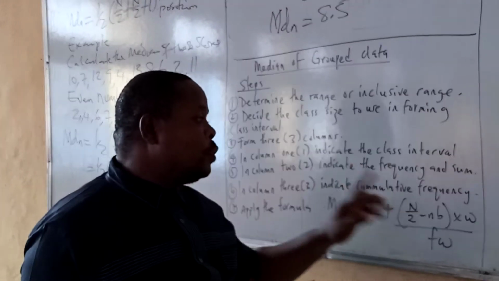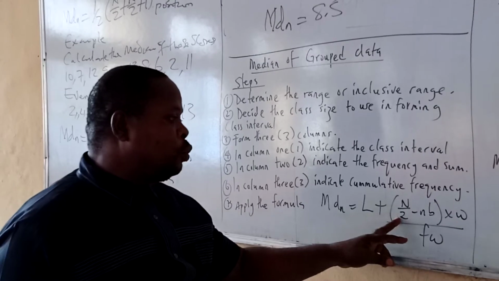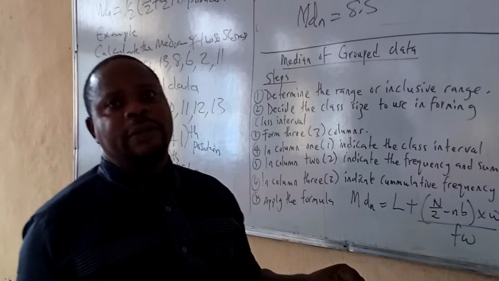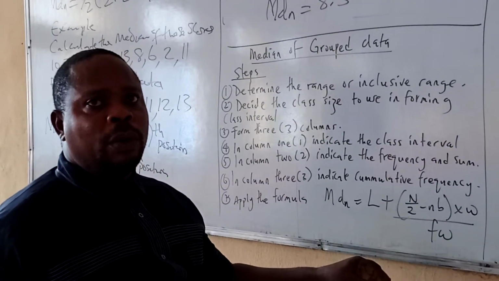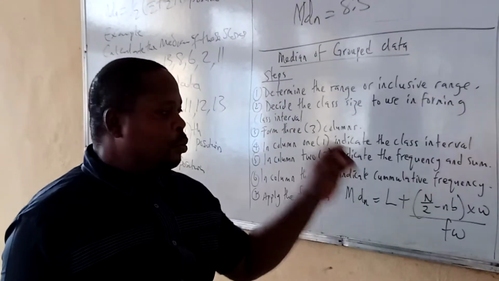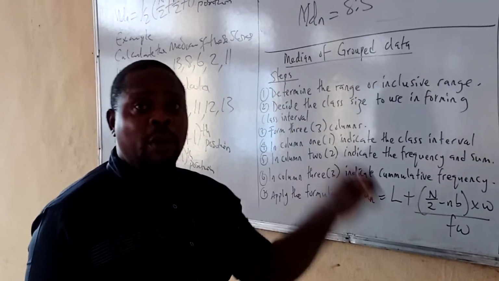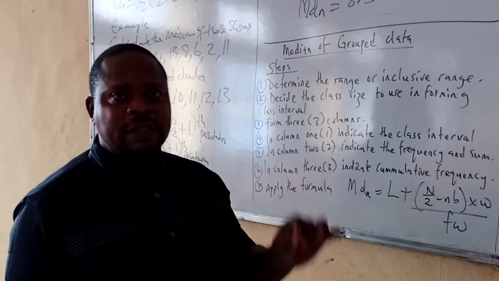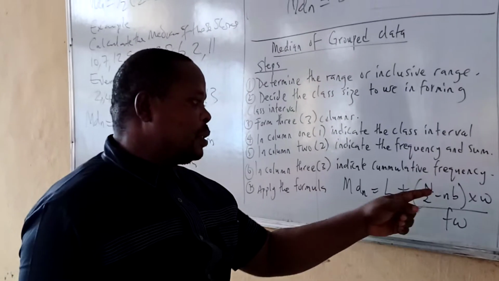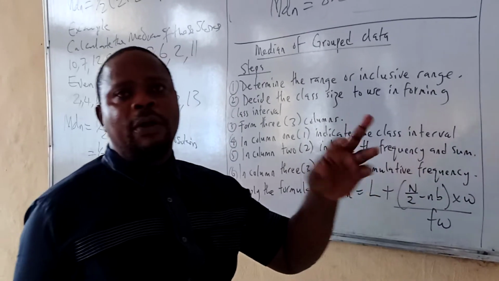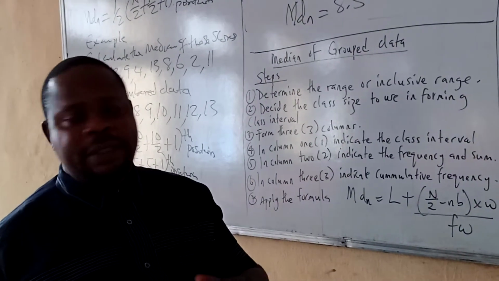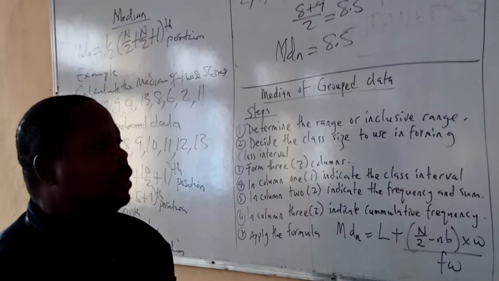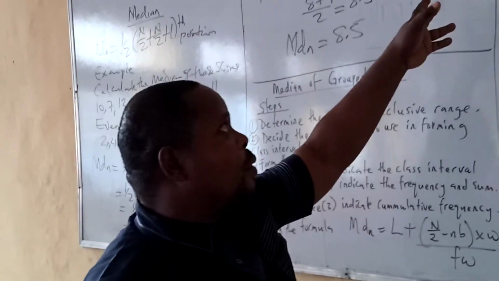N stands for the number of scores in the distribution. 2 is already there. Then NB stands for the cumulative frequency directly below the median class. That's NB. W stands for class size or class width. And then FW stands for the frequency of the median class. Now, we are going to explain how to calculate it.